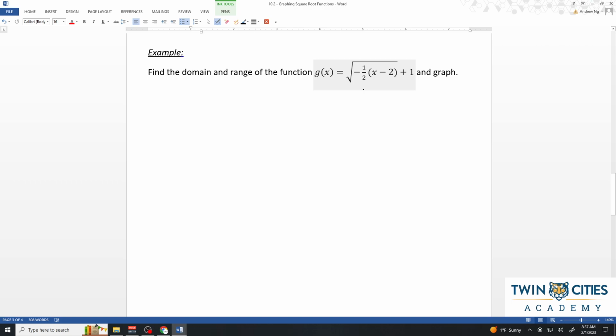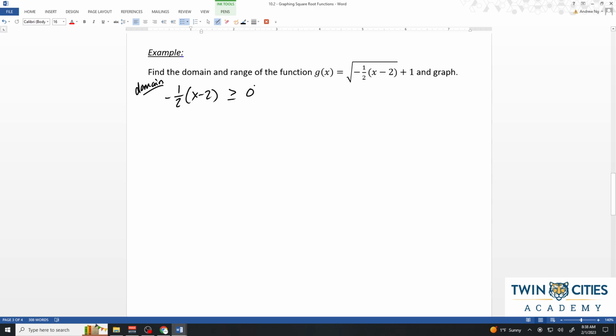First, we're going to find the domain. To find the domain, we're going to set the radicand, that's the part underneath the square root, so this whole thing underneath the square root, greater than or equal to 0. So begin with negative 1/2 times the quantity, this is for domain, x minus 2 is greater than or equal to 0.